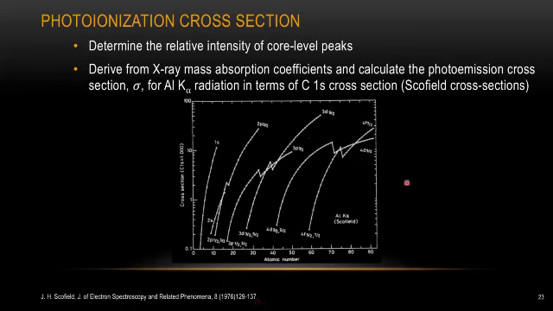The graph down here shows a theoretical calculation done by Scofield back in the 1970s. He used the X-ray mass absorption coefficient to calculate the photoemission cross-section using the aluminum K-alpha X-ray. In his calculation, he treated the carbon C 1s as 1. So you can see for atomic number equal to 6, the 1s peak is equal to 1. That's the baseline, which is why we call this the Scofield cross-section graph.